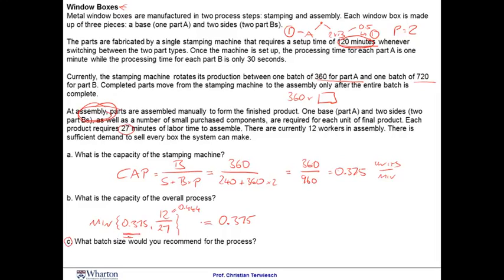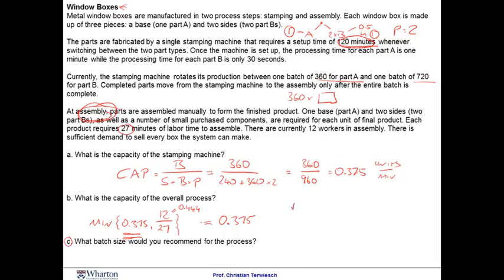Notice that the capacity constraint of the entire process is driven really by the setups at the stamping machine. And so we're setting up too often. We're stopping the bottleneck. We're shutting down the entire plant, and that slows us down. And so that suggests, at least conceptually, we want to increase the batch size.